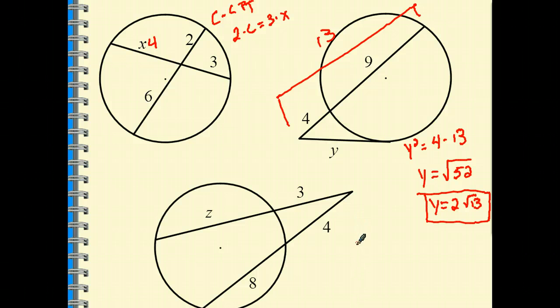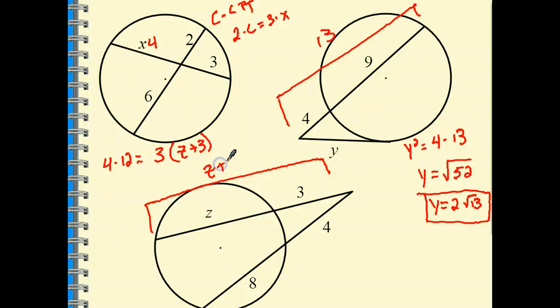Let's look at one last example, using our secant power theorem. We're given that 3 and 4 are two external pieces, and we have an internal chord of 8 and z, and we want to find what z is. Our theorem tells us that if we take the external piece 4 and multiply by the entire thing, 12, it has to equal our external piece 3 times the entire thing, which is z plus 3.